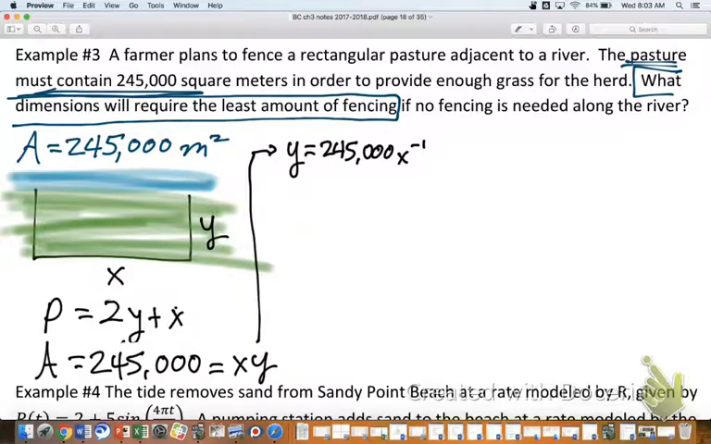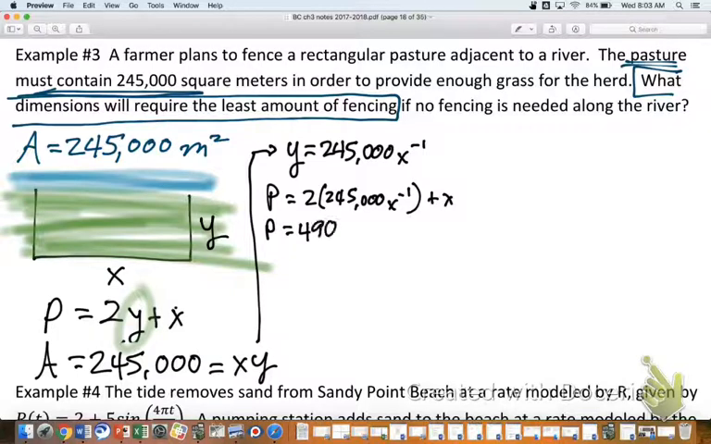All right. So now I substitute in. So perimeter equals 2 times 245,000 X to the negative 1 plus X. Still making sense? Basically, I've plugged in what Y equals for Y. Dylan, is that okay? Yeah, that's fine. Okay. So then we do a little bit of cleanup work here. Perimeter then equals 490,000 X to the negative 1 plus X.